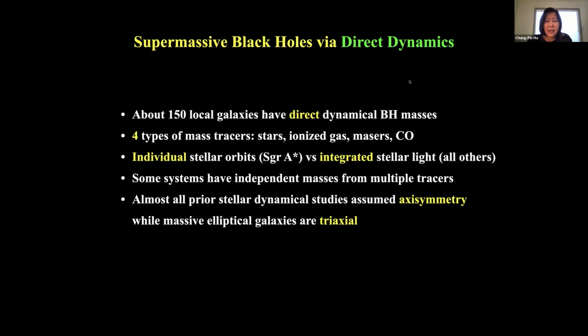And for the stellar dynamical studies, almost all prior measurements had assumed axisymmetry in the modeling to obtain the mass. But almost all massive elliptical galaxies, they're not flattened oblate rotating disks. I'm pretty sure they're all triaxial, so the three principal axes are not equal or even axisymmetric. So we have been spending the past several years in making the modeling part ready to do triaxial dynamical modeling.